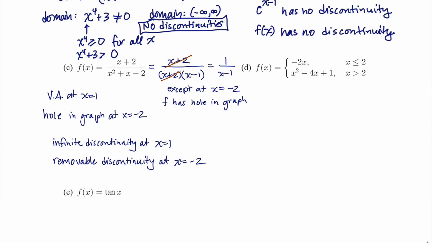Next up, we have a piecewise function. One of the branches is negative 2x, so a linear graph, and the other piece looks to be parabolic, x squared minus 4x plus 1. And the point that will be interesting to us will be x equals 2, right? Everywhere else we know that a linear function is continuous and a parabolic function is continuous, so our question really right now is what's going on right at 2?